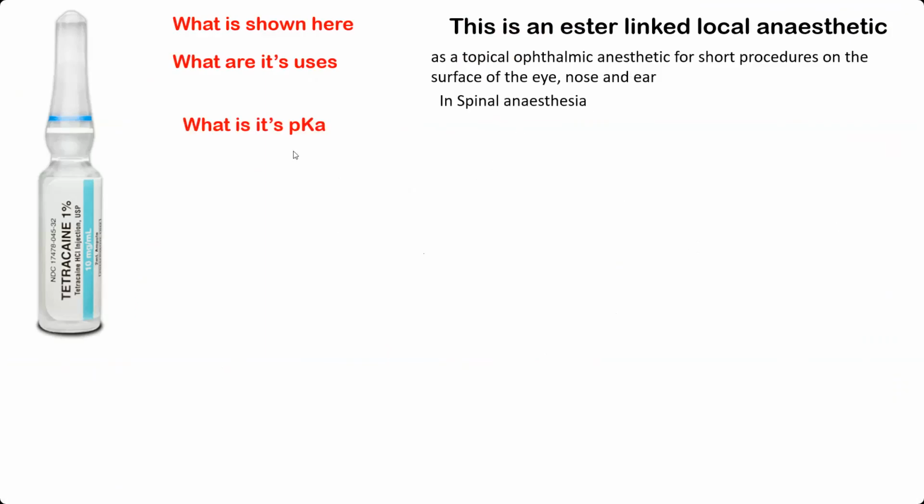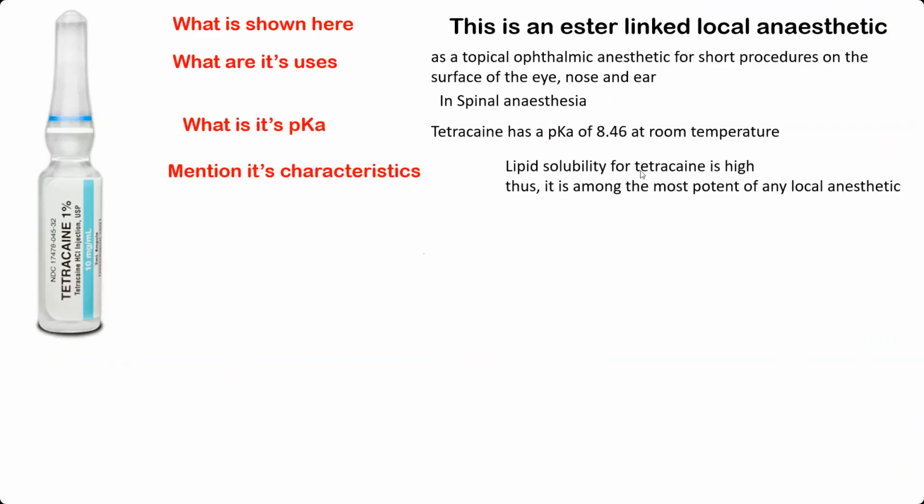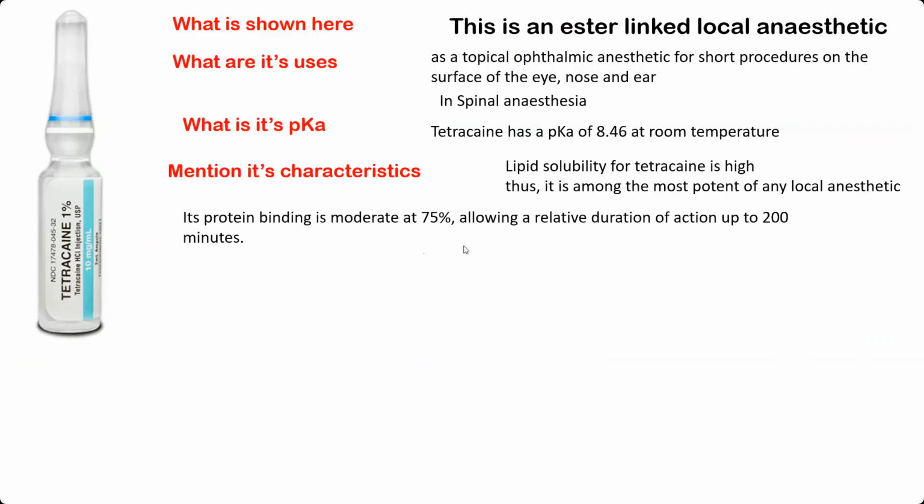What is its pKa? No idea, sir. About 8.46 at room temperature. And what are the characteristics of this drug? First, many of you may not be using this. Its lipid solubility, tetracaine, is very high. Thus, it is among the most potent of any local anesthetic. So, very, very long duration of action, more than bupivacaine also. And it's protein bound at about 75%, allowing a relative duration of up to 200 minutes. That is almost 3 hours and 20 minutes.